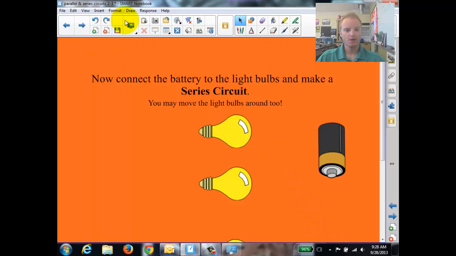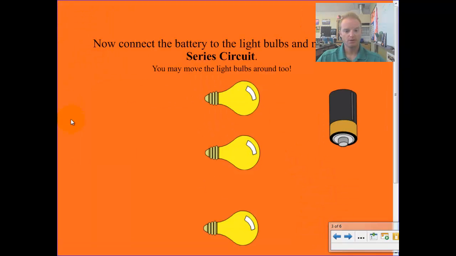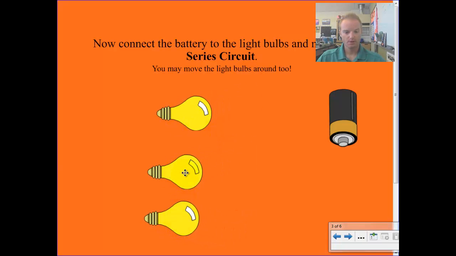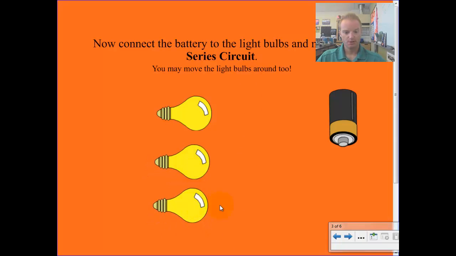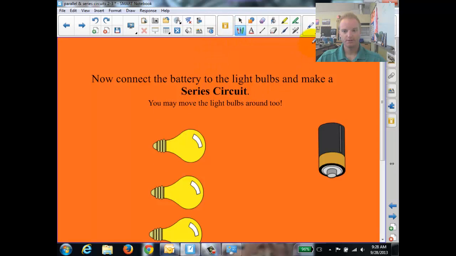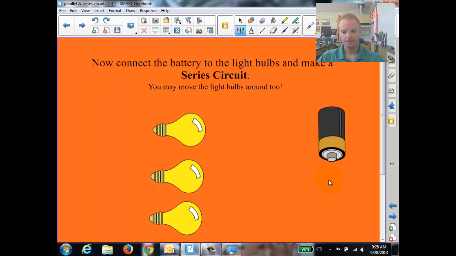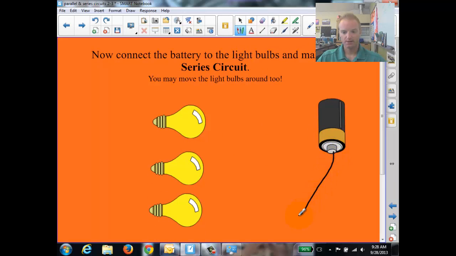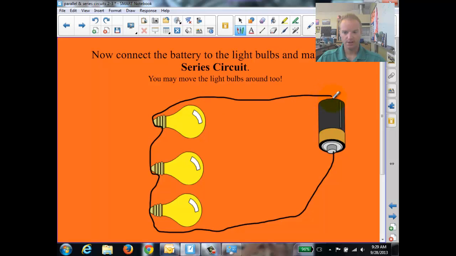Our first one, we're going to make a series circuit. So we have our light bulbs. These would be like our resistors. And what we're going to do is, this will be our wire coming down from a battery, connecting to the light bulbs, and then it simply heads back to the other side.